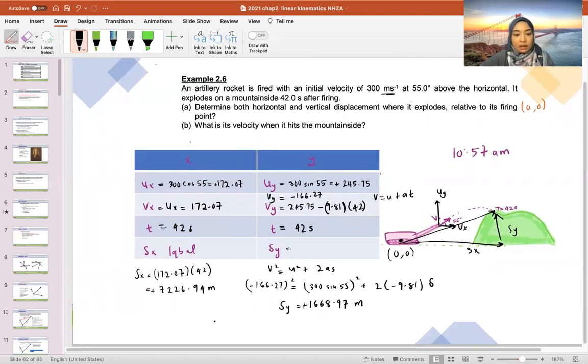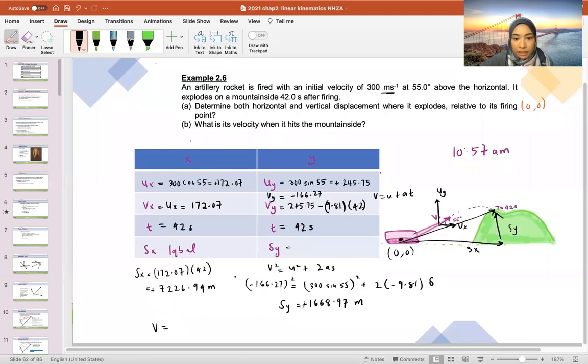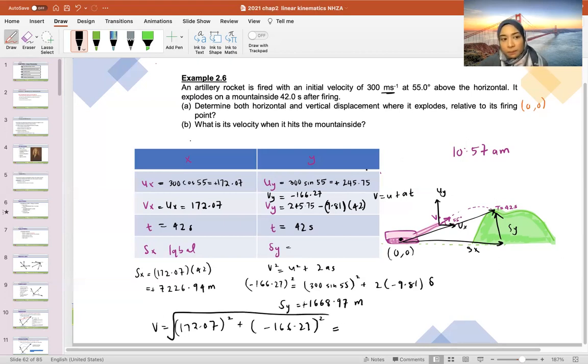Ni saya buat lah. So V is equal to the square root of VX, which is 172.07, it's a positive, squared, and then your VY is minus 166.27 squared. And whatever the answer is. Okay, so looking back at this diagram, what are we expecting in terms of the velocity? Should the angle be negative or a positive? What are we expecting here?